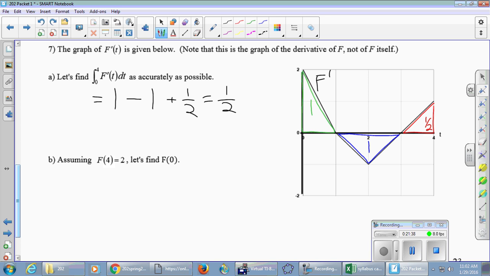Okay, Ben asked, is this f or f prime? So this is an f prime graph. We don't have a picture of f in front of us. But we're going to use this fundamental theorem to answer part B here. It says, assuming that f of 4, not this guy, but f of 4 is equal to 2, we're going to use this information we've got up here to find f of 0. So here we go. I'm going to copy the integral that we've got here, 0 to 4 f prime of t dt.